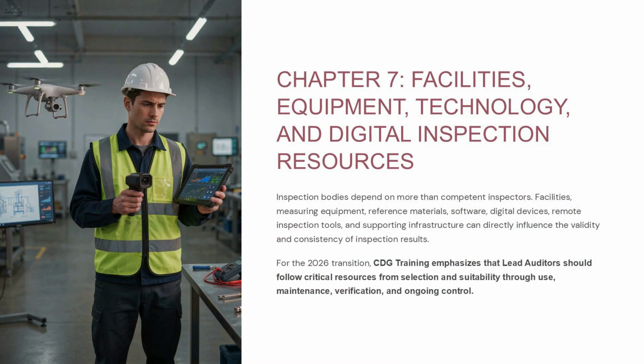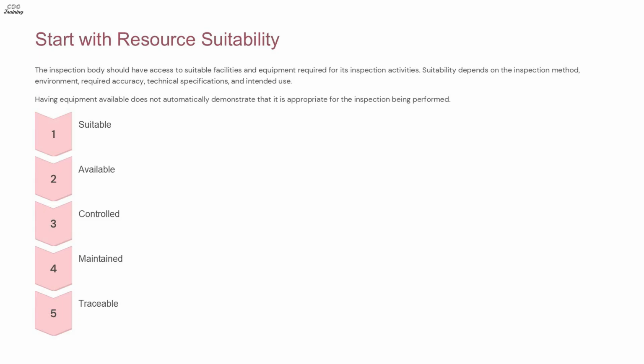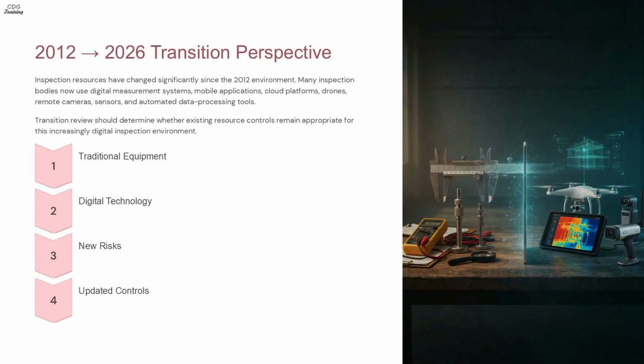Facilities, equipment, and technology are crucial for effective inspections. They influence the validity and consistency of results. Resource suitability is key for effective inspections. Equipment must be suitable, available, controlled, maintained, and traceable. The transition from 2012 to 2026 involves adopting new technologies and controls to manage risks and ensure effective inspections.